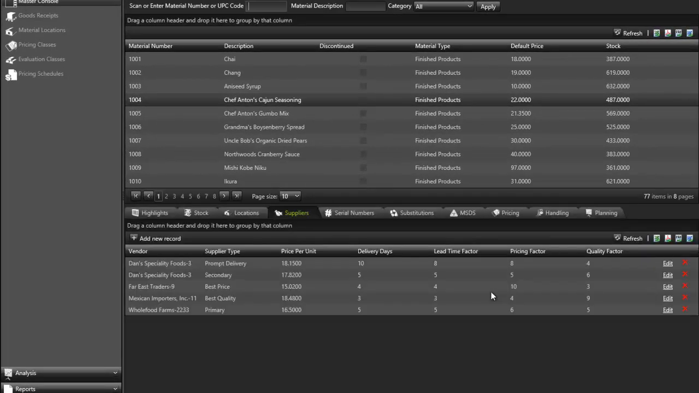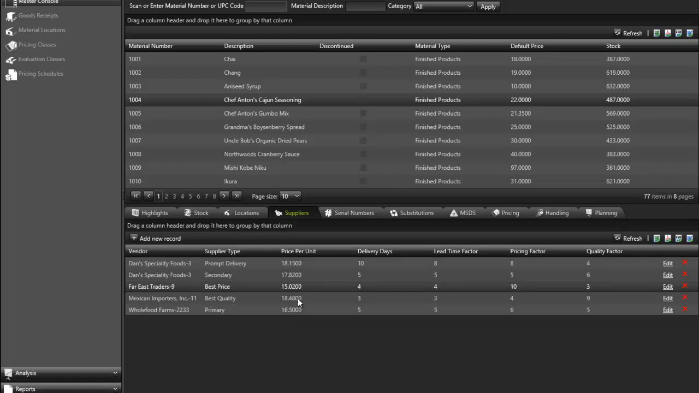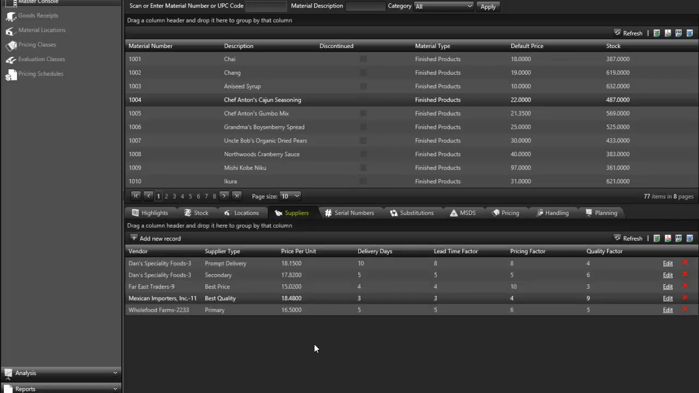Now the Suppliers tab shows me, in this case, that we've got 5 suppliers who we could potentially get this item from. And I can organize those into different categories or groupings. So essentially, I could see here are my potential vendors, and I can organize the type of the relationship with that vendor. So in this case, this Far East Traders, they have the best price. You can see they're at $15.02, which is the best price. But I can also say that this Mexican Importers just has the best quality. Their Cajun seasoning is better than the Far East Traders.